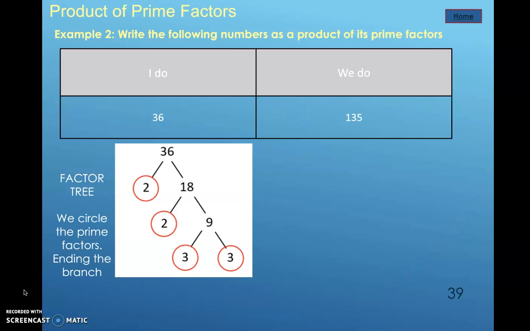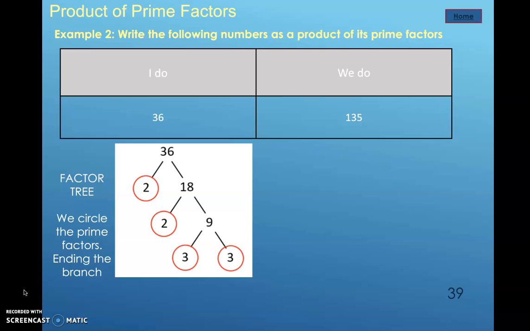Okay, so let's look at the I do. Can you copy this down, please? So let's break down 36 into its product of prime factors. That's what the example's asking for. So we use what's called a factor tree. So 36 can be broken down into 2 times 18. 2 is prime, so we give it a red circle to know that branch has ended.